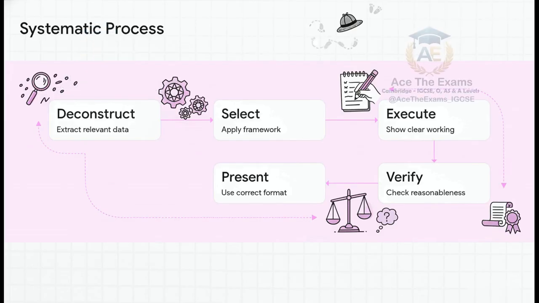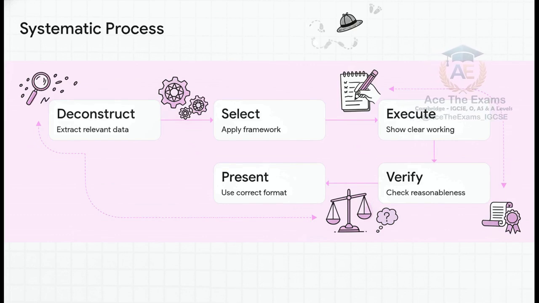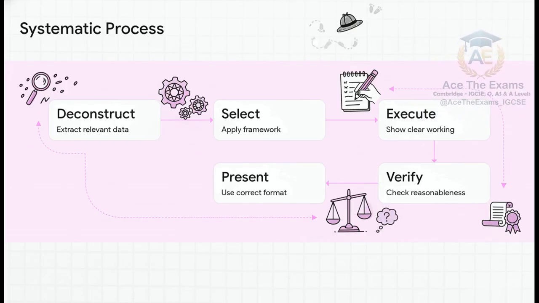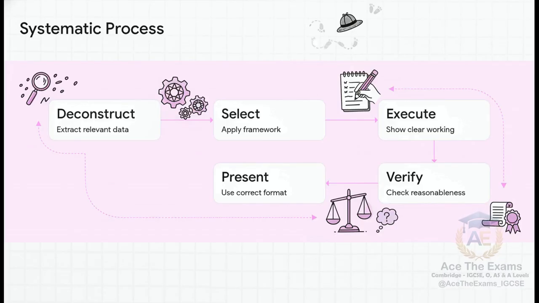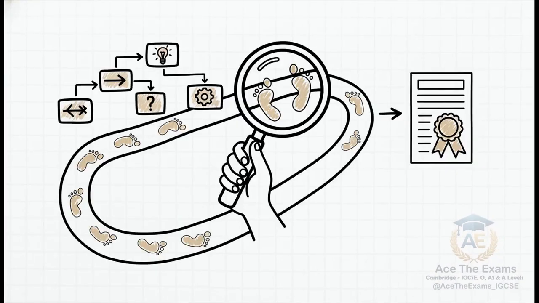Look at the steps. 1. Deconstruct the question and extract the data. 2. Select your framework. 3. Execute the analysis with clear working. 4. Verify the results. 5. Present with the correct terminology. I tell Alex, if you just dump definitions, you aren't answering the specific question. I tell Sam, if you just write the conclusion without the working, you lose all the method marks. I look them dead in the eye and say, marks are awarded for the process.